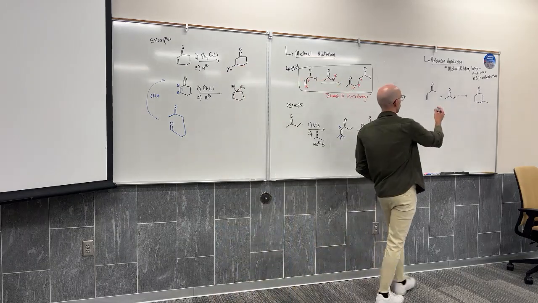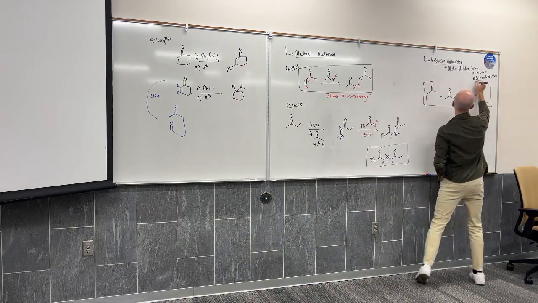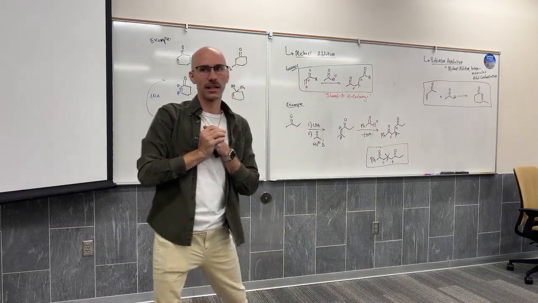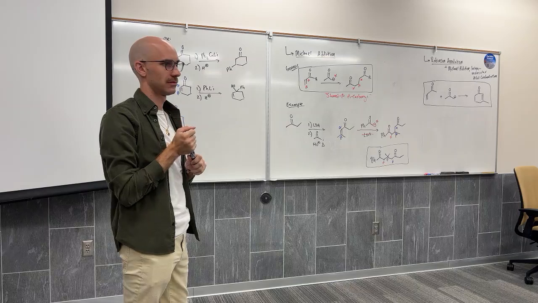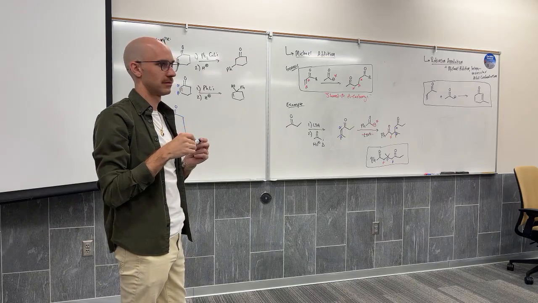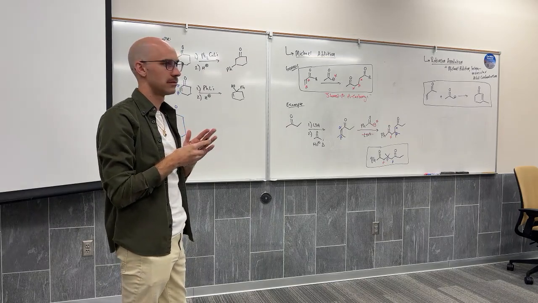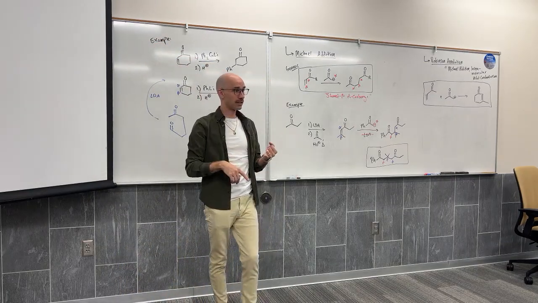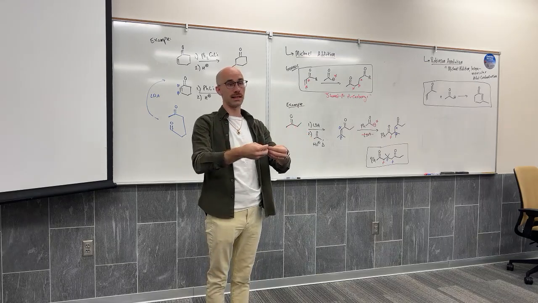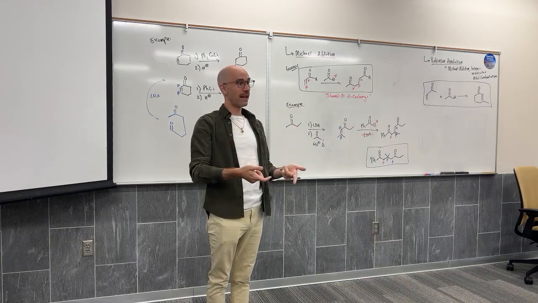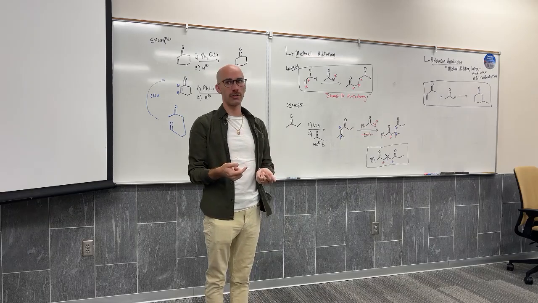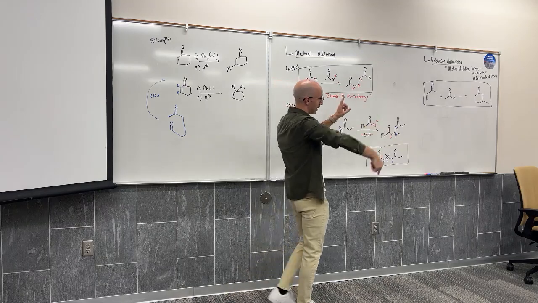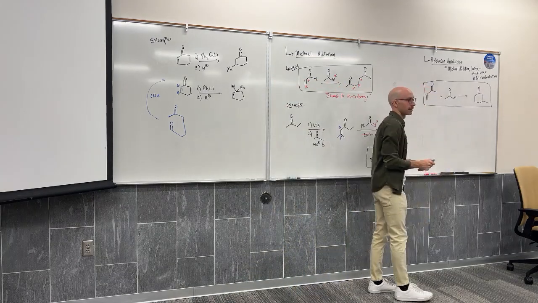So here's our Robinson annulation. I have a conjugate carbonyl and an enolate, and I end with a conjugate carbonyl. So I've done Michael addition. That has taken these two units and linked them together, and then I've followed that with an intramolecular aldol condensation. Two units create one longer chain that comes back and cyclizes on itself.